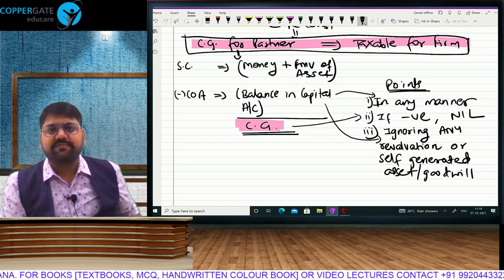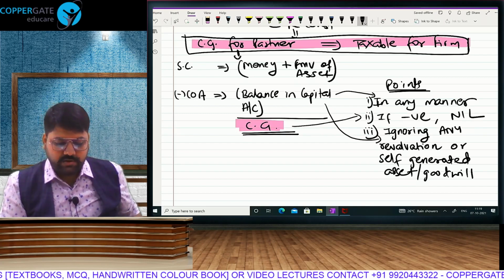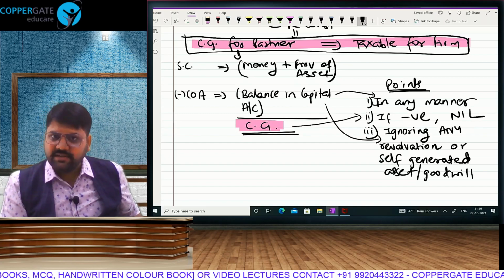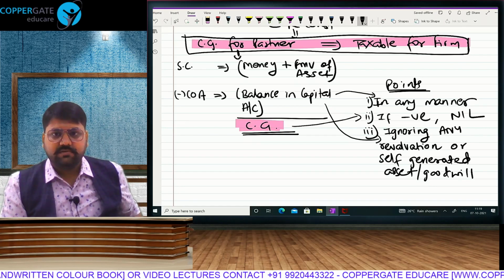If the gain is negative, then we will ignore it. We will take it as 0. Point 1 was for cost of acquisition. Point 3 was for cost of acquisition. Point 2 is for capital gains part. Okay.